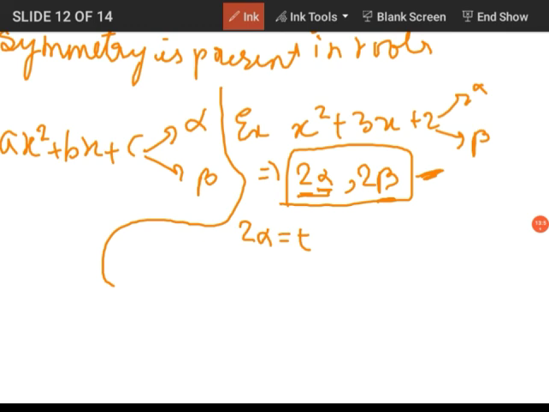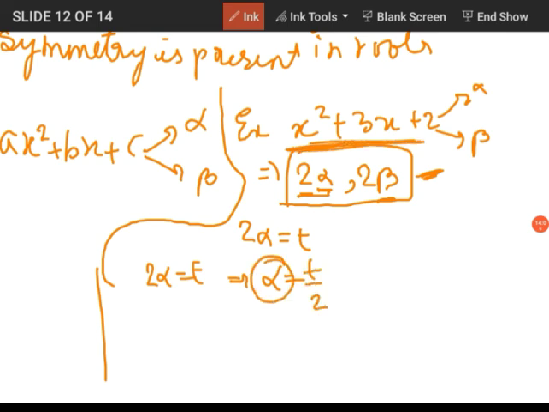Now how to make an equation with that variable? Very simple. Say 2 alpha, we suppose it is t, so from here we get that alpha is equal to t by 2, and since alpha is a root of this equation, we can replace x by t by 2 in this equation, since alpha is a root of x square plus 3x plus 2.